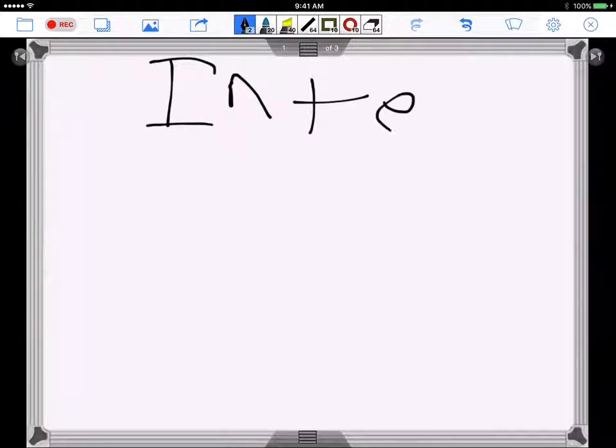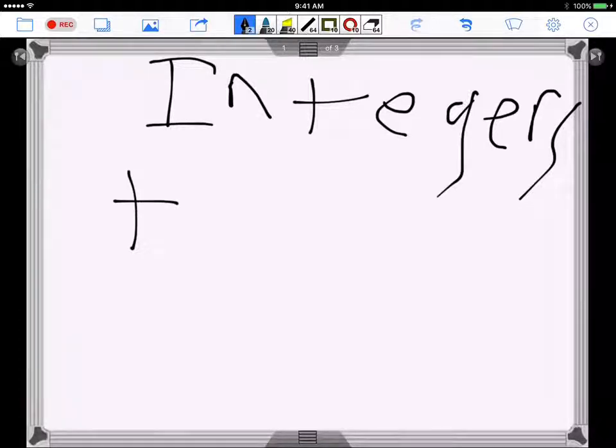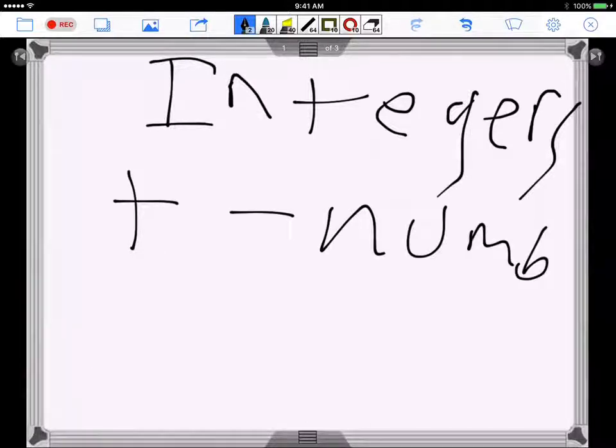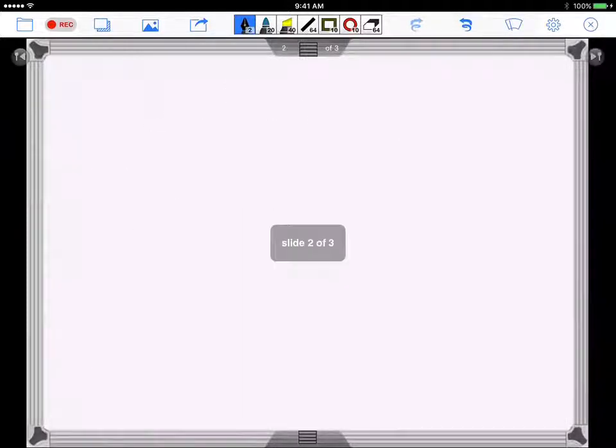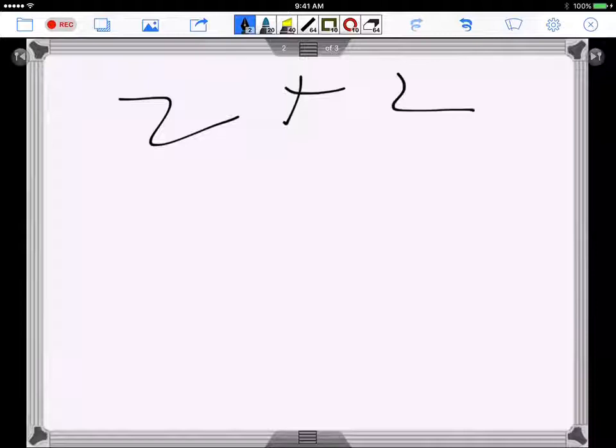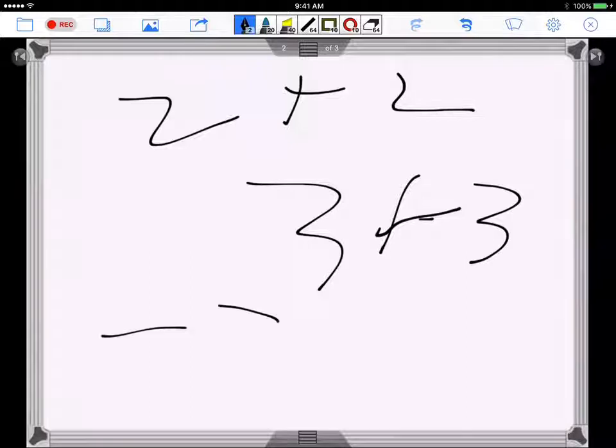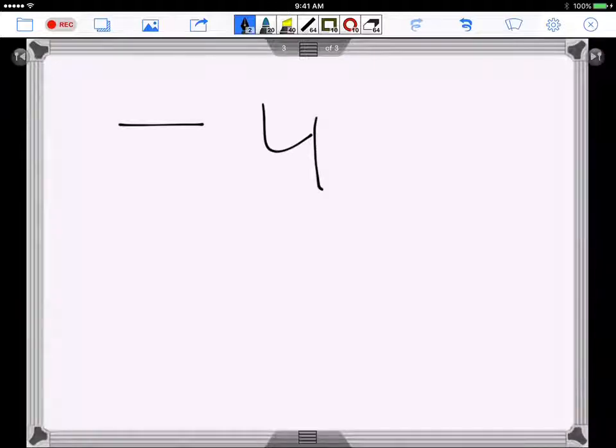So, what are integers? Well, integers are negative and positive numbers. So, like 4 plus 4 are integers. So is 2 plus 2. So is 3 plus 3. So is negative 3 plus negative 4. So is negative 4 plus negative 4. You get the idea, right?